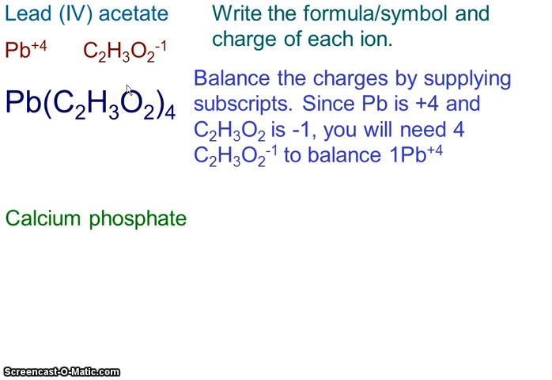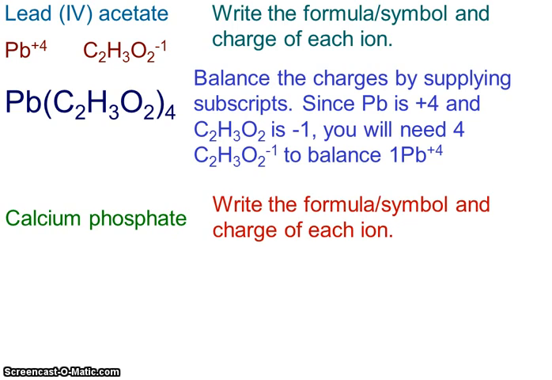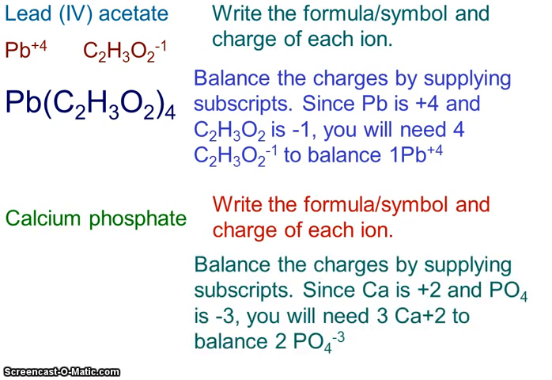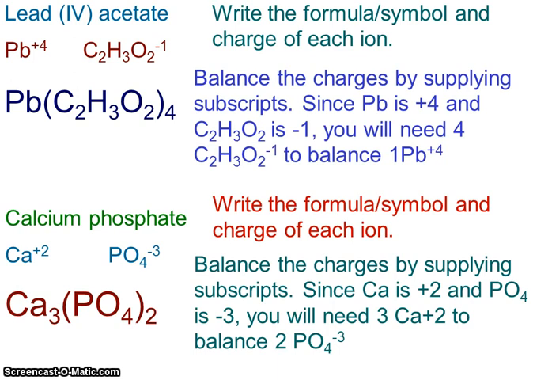Another example, calcium phosphate. Again, we're going to write the formulas and symbols for each. Calcium is +2 because it's in group 2. Phosphate is PO4 -3 because it is. And again, we got a least common multiple in this case of 6. To get to a charge of 6 for calcium, it's going to require 3 of them. To get to a charge of 6 for phosphate, it's going to require 2. And so Ca3, PO4 taken twice, PO4 in parentheses, 2, is my formula.